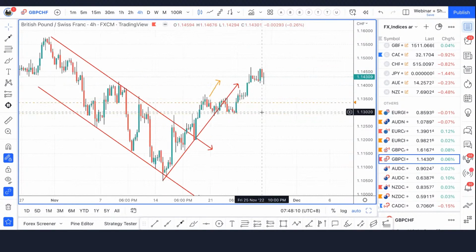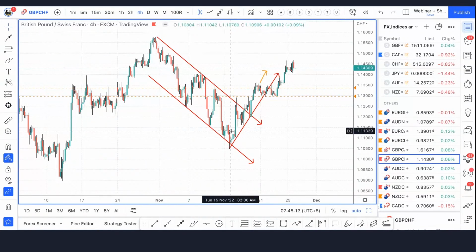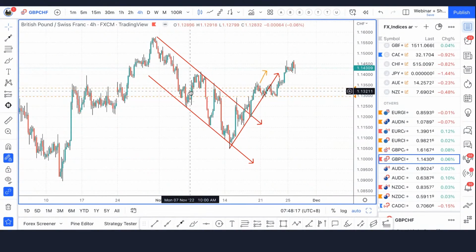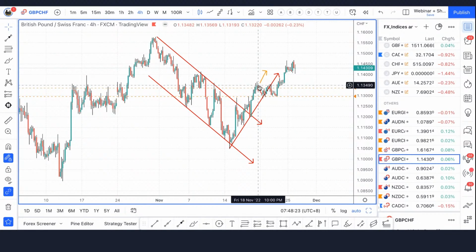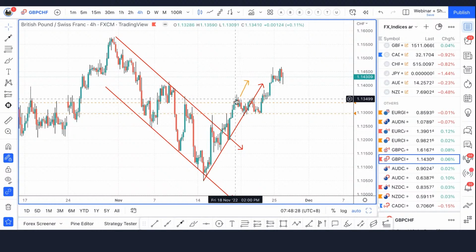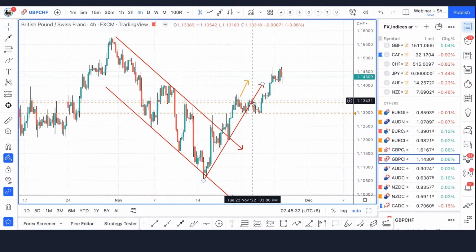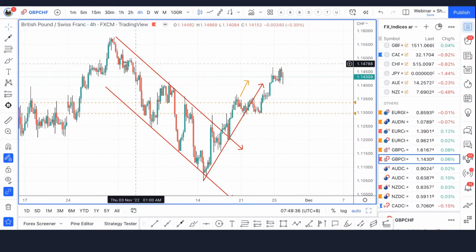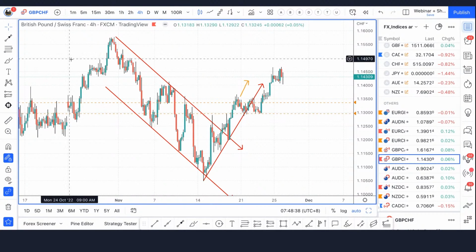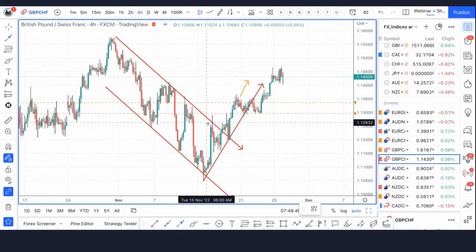So pound Swissy, I mentioned this channel that it is moving in a downward movement, and then it broke out, I think on the previous week's Friday. I was actually bullish about this pair, and you can see on this 4 hourly, you do have decent pullbacks where you can go long, like for example over here. This is on the 4 hourly.